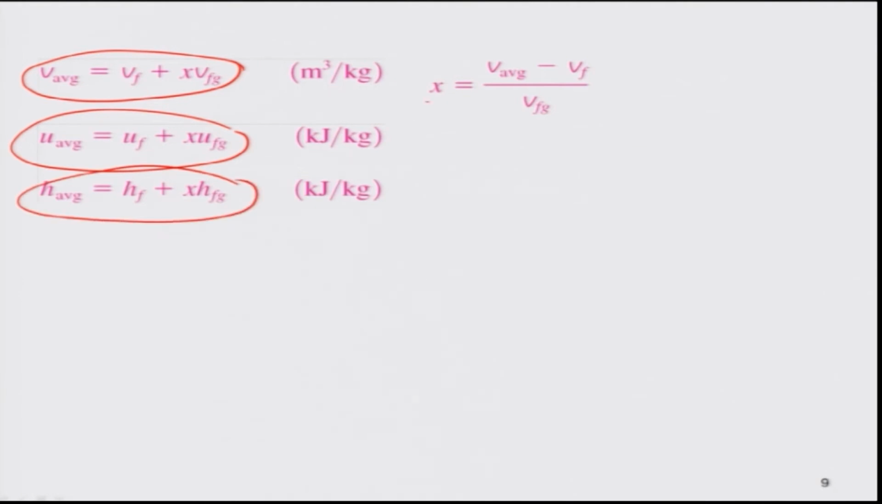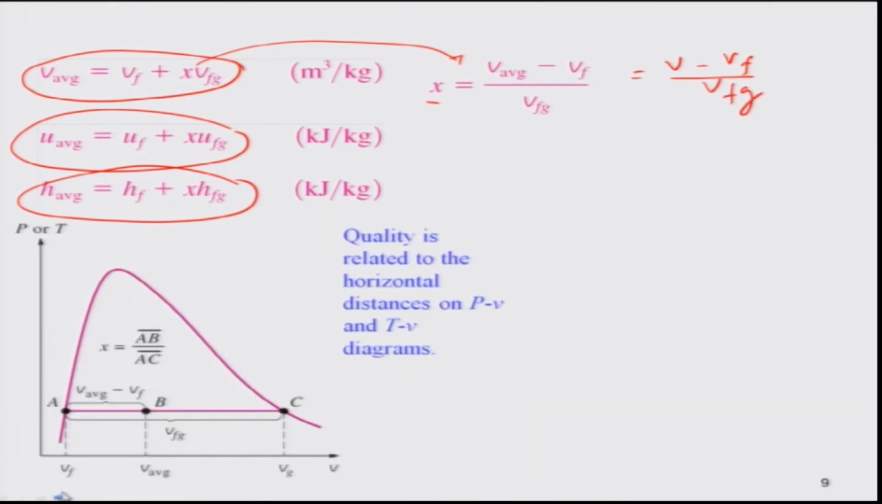So from here you can find out x as simply the V of the system, specific volume of the system, minus the specific volume of the liquid, divided by Vfg. In case you are not aware of the values, but if the graph is given, if the PV diagrams are given to you, you can make use of the geometry to find out the quality. For example, this here is an illustration.